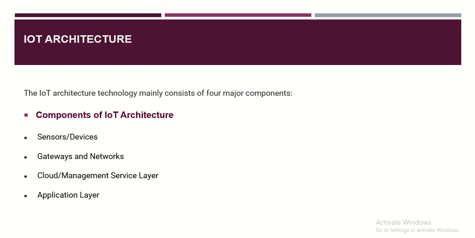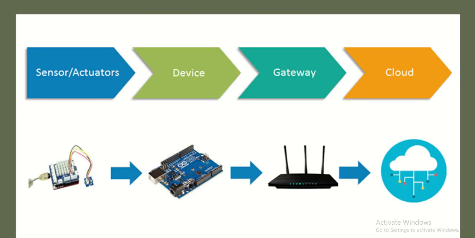Cloud means if one module of IoT is completed, let's say using the temperature sensor, and another module is completed using the IR sensor, then in that particular case we need to send the data from one module to the other module, and in that case the cloud or the management service layer is needed. And the application layer is the peripheral layer using which we are interacting with the system.